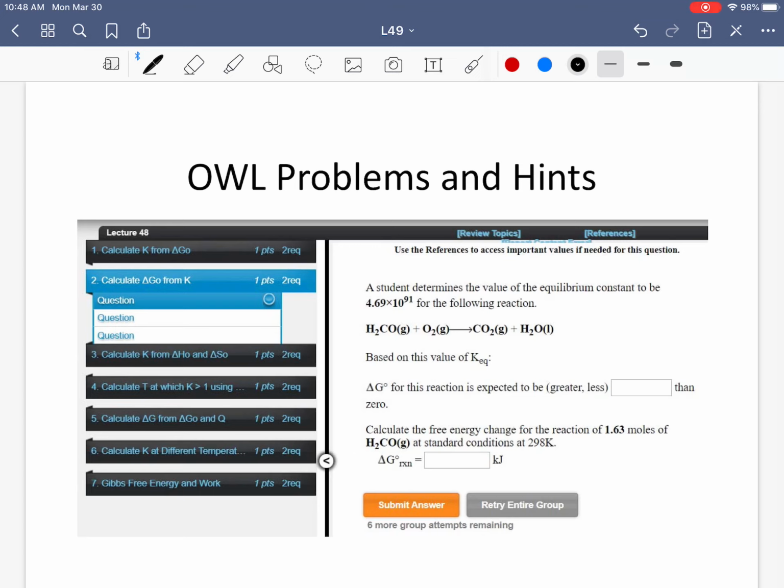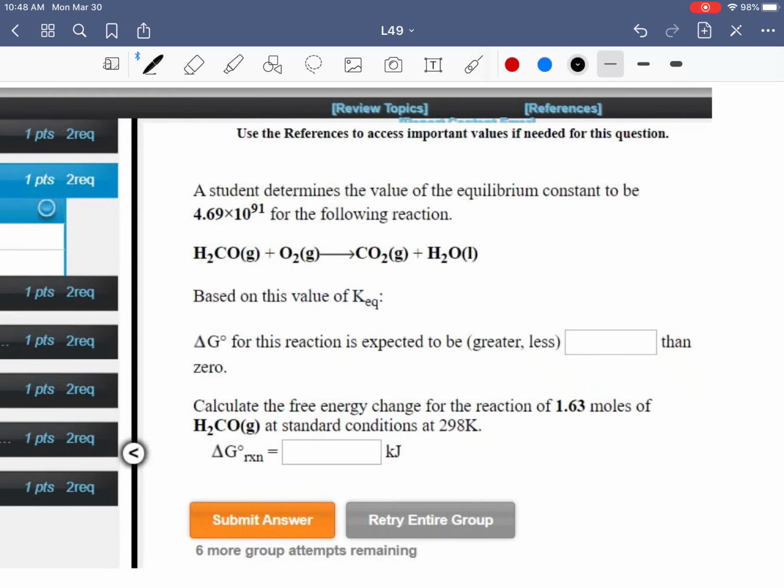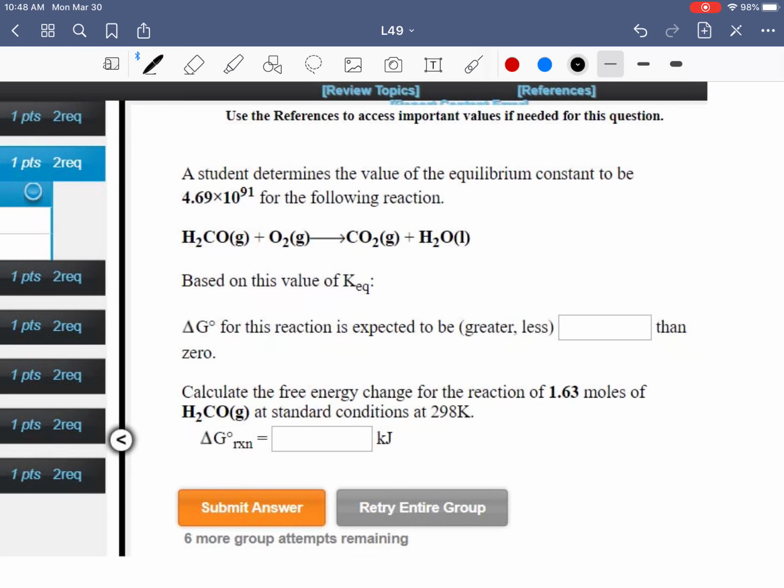Second problem is going to go the other way around. So if you know what delta G is and you figure out the equilibrium constant, how can we go the other way? So in this one, the equilibrium constant is given for this problem right here. Oof, it's a huge number. And so based on this value of the logarithm, what do you expect delta G to be? So there's a connection between delta G and K.